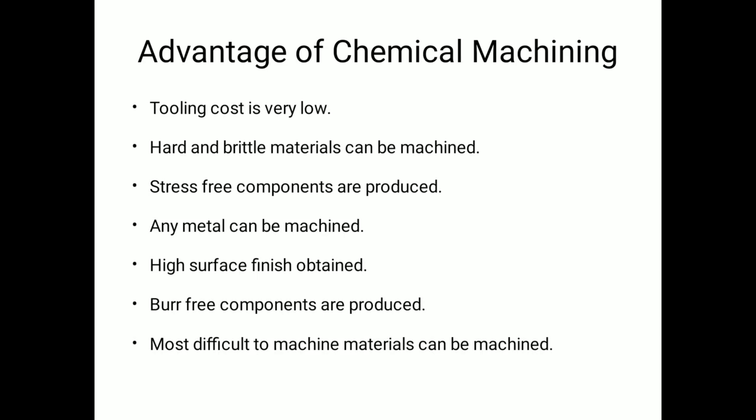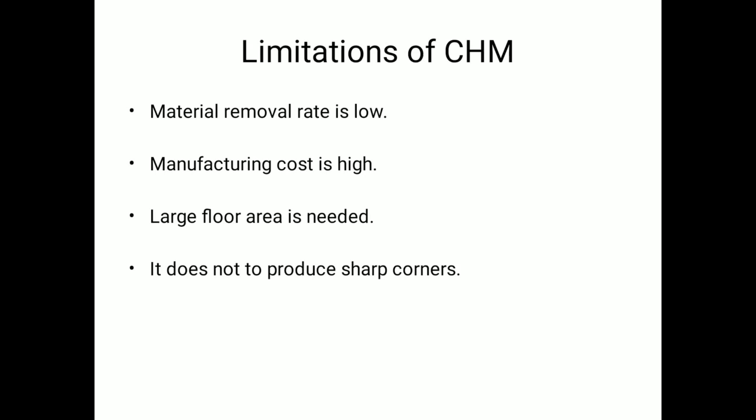The first advantage is tool cost is very low. Hard and brittle materials can be machined. Stress-free components are produced. Any metal can be machined. High surface finish is obtained. Burr-free components are produced. Most difficult-to-machine materials can be machined easily with the chemical machining process. So these are some advantages of the chemical machining process.